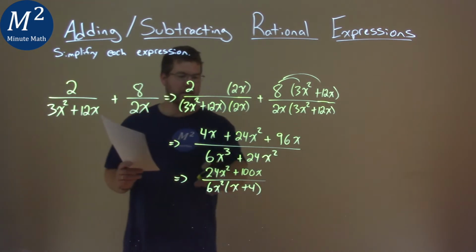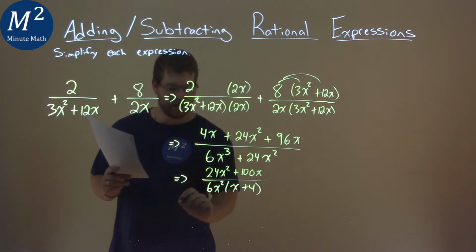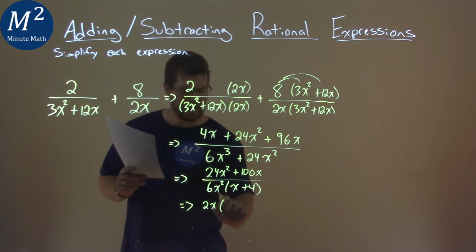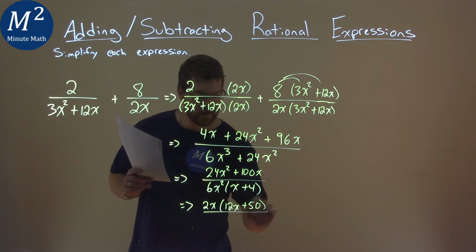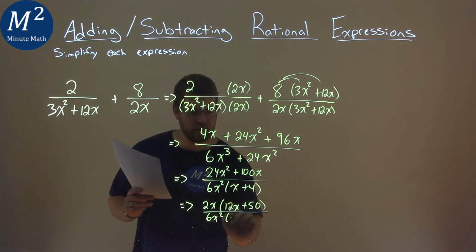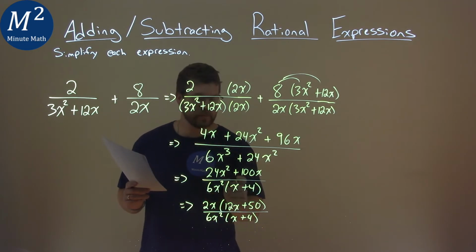Now, can I pull out anything in the numerator? And yes, I can. If I pull out a 2x here, I'm left with a 12x plus 50 in the numerator. In the denominator, we still have our 6x squared times an x plus 4. That helps me here, so I can simplify this.